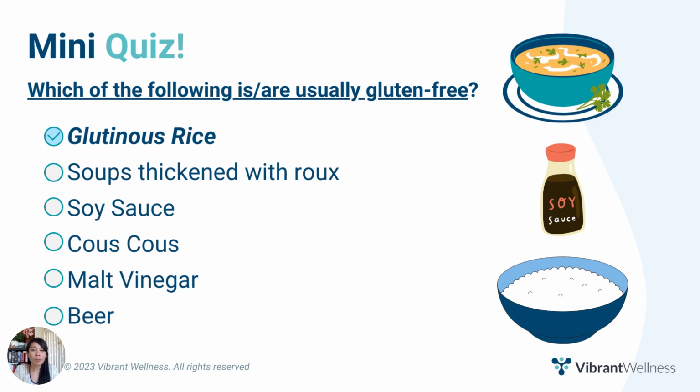The glutinous term refers to the sticky nature of rice and not the actual gluten that's usually found in wheat, barley, and rye. Roux is usually a mixture of butter and wheat flour. Soy sauce is usually made from fermented and crushed wheat and soy in a salty brine. You can have some gluten-free soy sauce options that are going to be things like tamari or coconut aminos. Couscous is a type of pasta made from semolina, which is a flour made from wheat. Malt vinegar is fermented and made from barley. And lastly, most beers contain gluten because they're made with either wheat, barley, or rye.